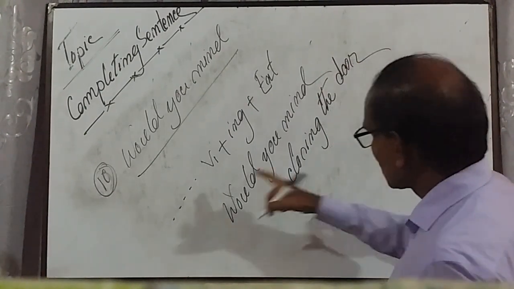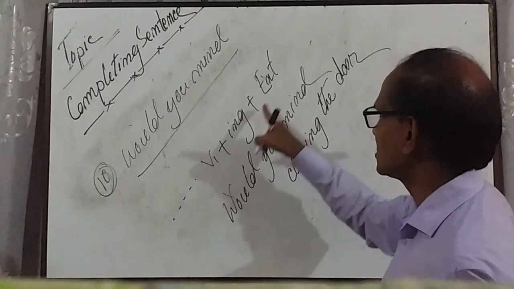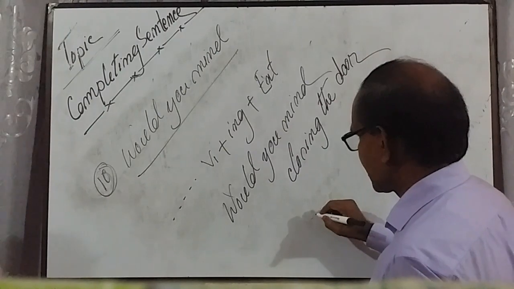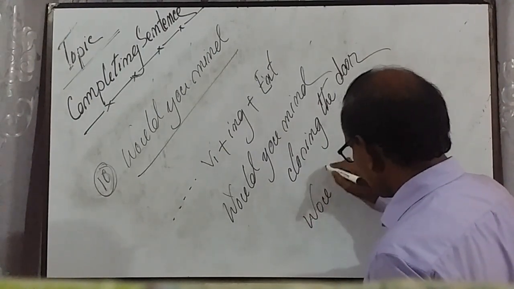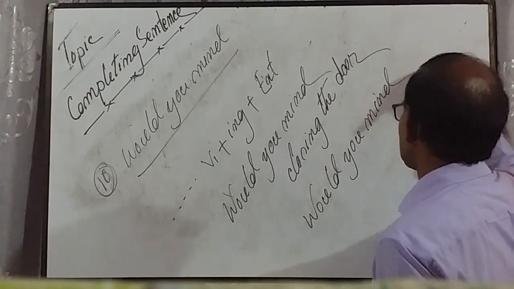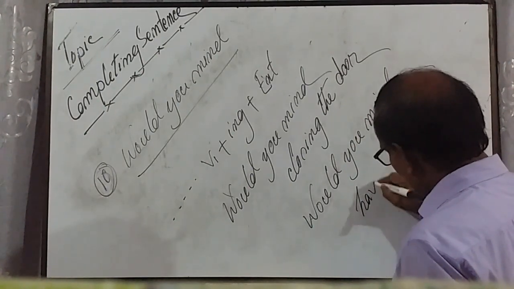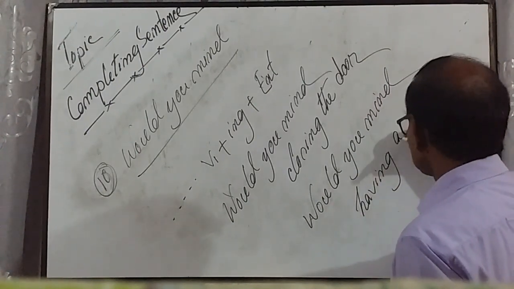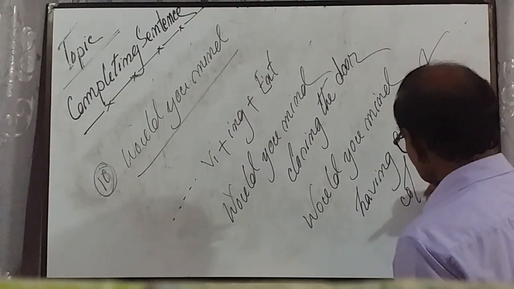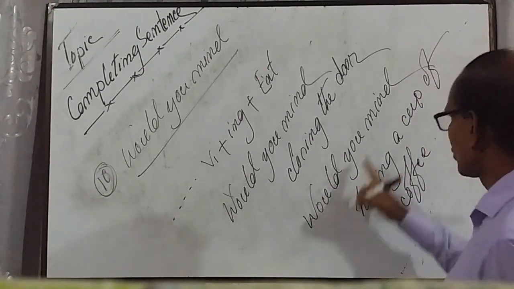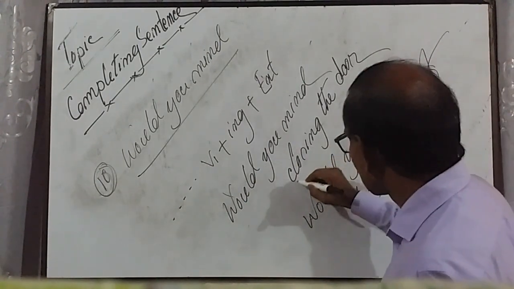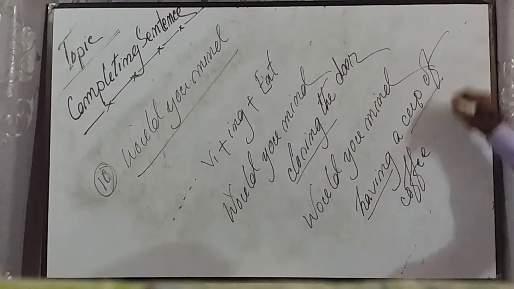That means, would you mind plus B1 plus ing, then extension. You can write another sentence. Would you mind having a cup of coffee? See, having is B1 plus ing, closing is B1 plus ing, then extension.